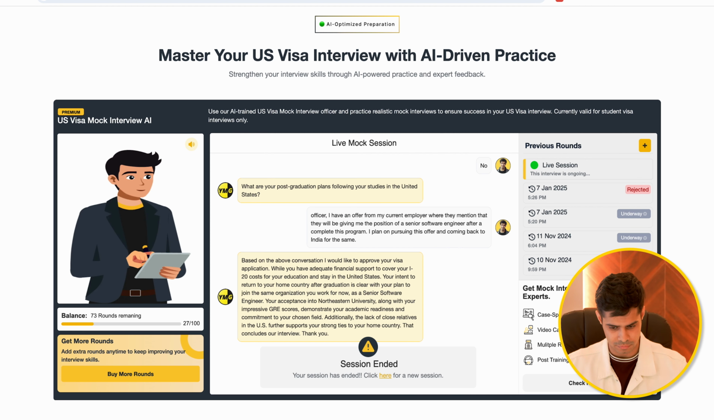Based on the above conversation, I would like to approve your visa application. While you have adequate financial support to cover your I-20 costs for your education and stay in the United States, your intent to return to your home country after graduation is clear with your plan to join the same organization you work for now, as a senior software engineer. Your acceptance into Northeastern University, along with your impressive grade scores, demonstrate your academic readiness and commitment to your chosen field. Additionally, the lack of close relatives in the US further supports your strong ties to your home country. That concludes our interview. Thank you.